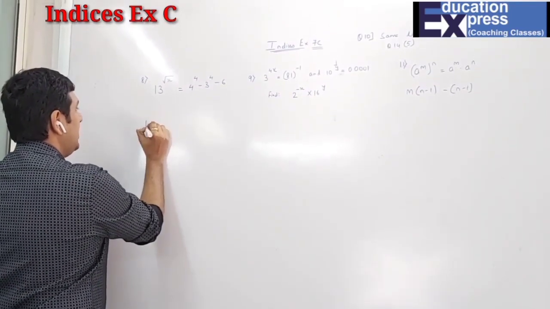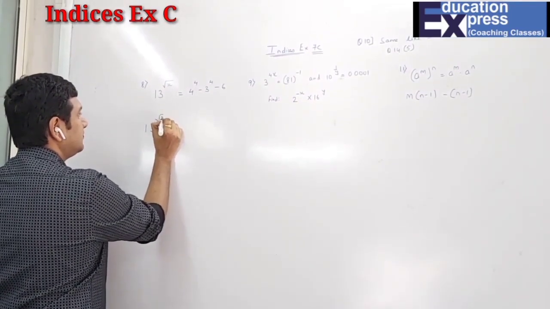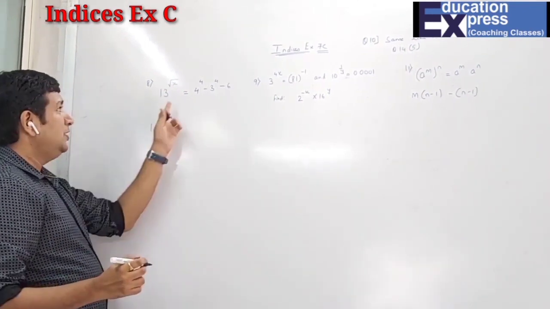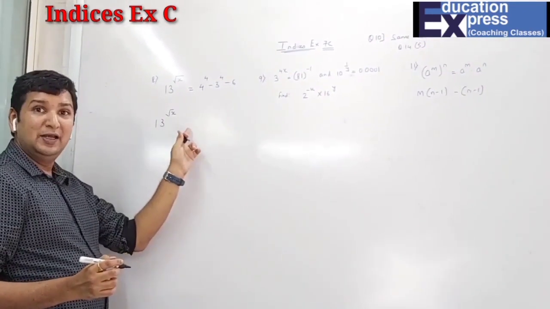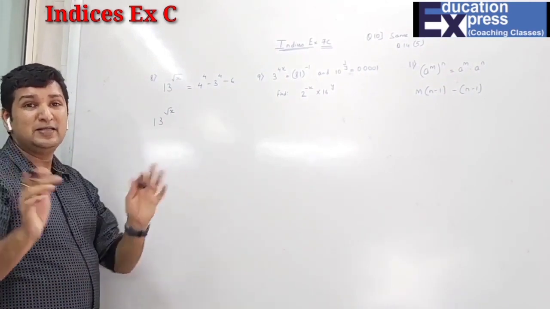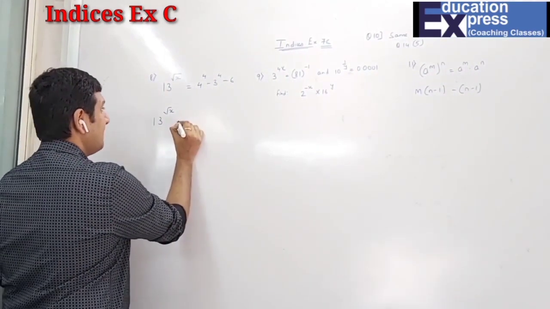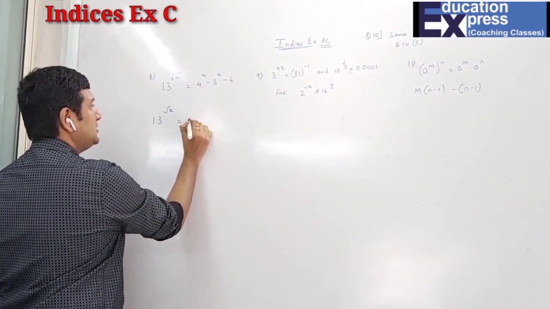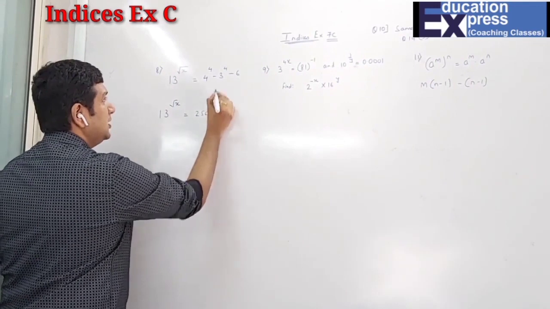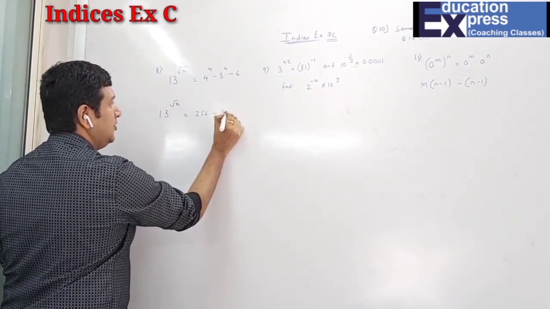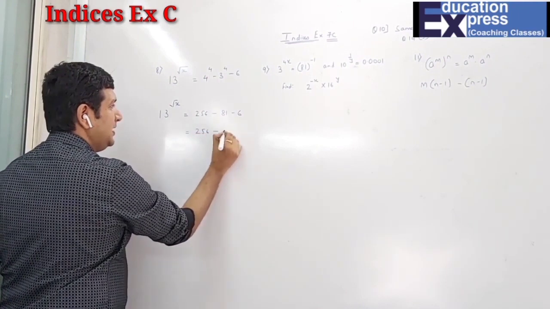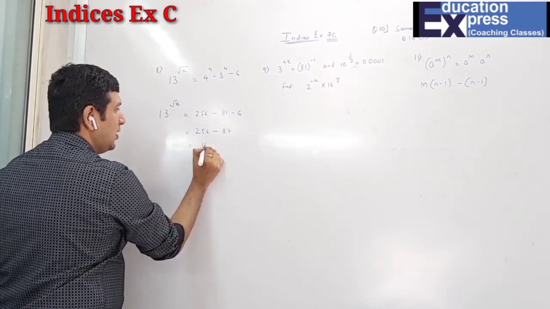Question number 8. 13 raised to x. So now here students, the first sum wherein in the power you have a root of a variable. Looking at the sum, it's very tough, but it is very simple. Just see how. 4 raised to 4, it's nothing but 4 into 4 into 4 into 4, that's 256. 3 into 3 into 3 into 3 is 81 minus 6. So 256 minus 87 is nothing but 169.